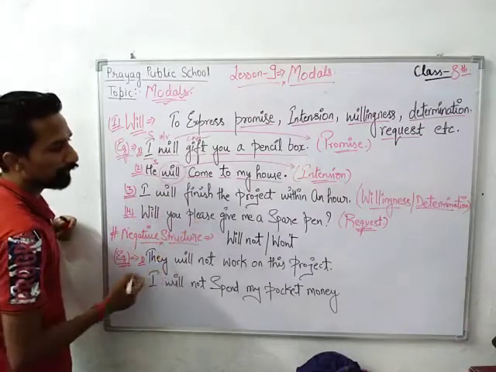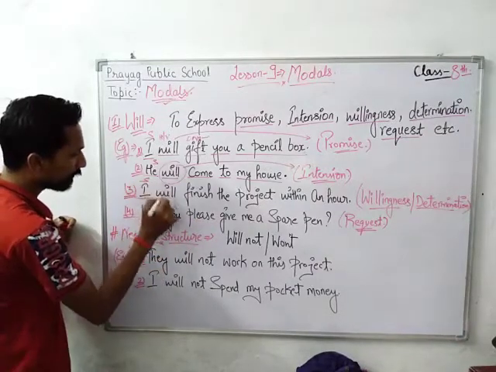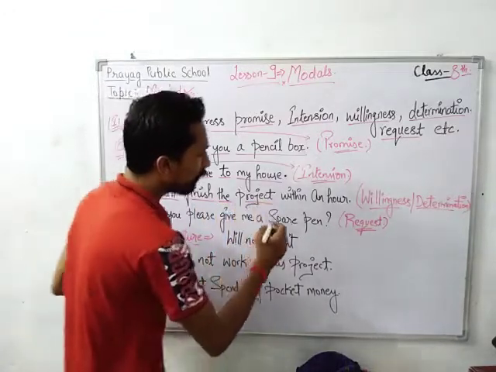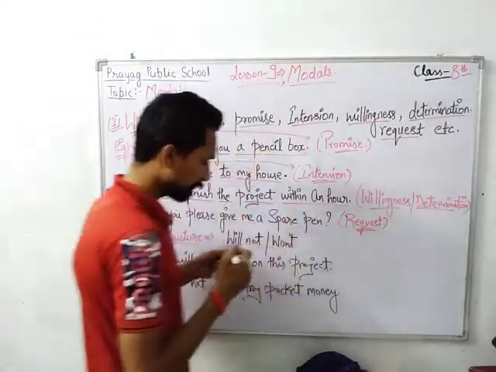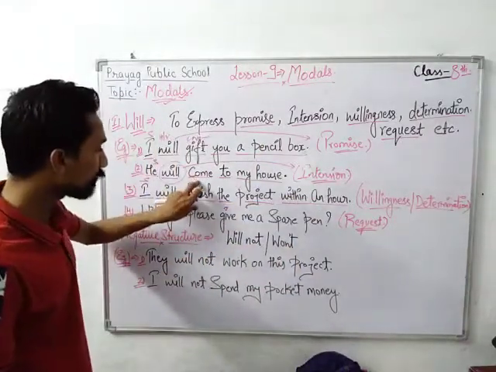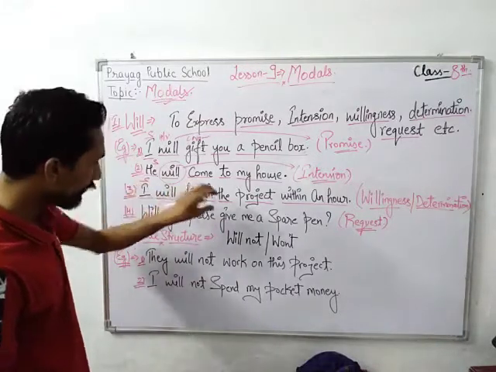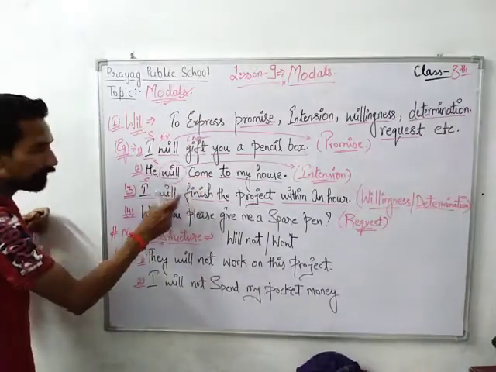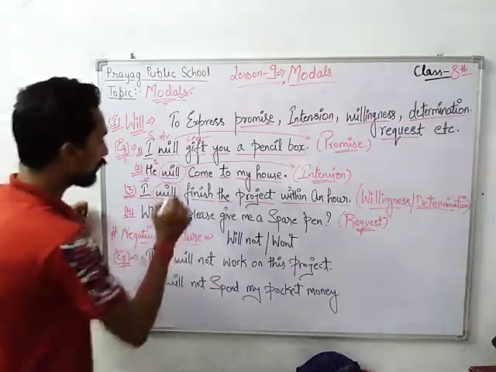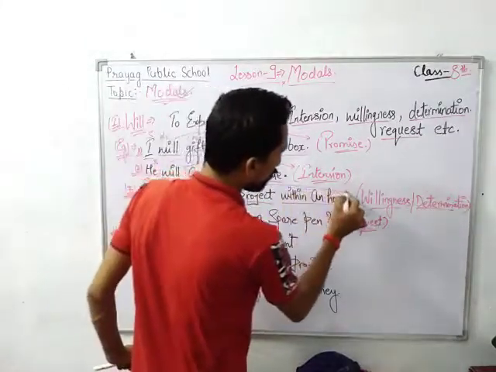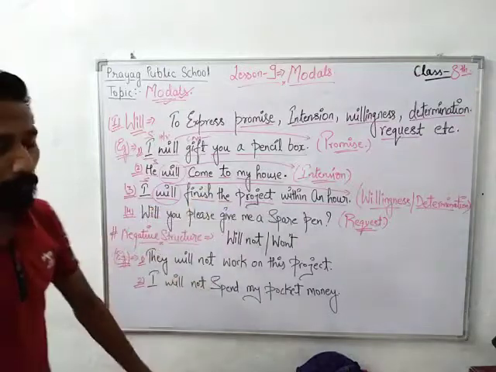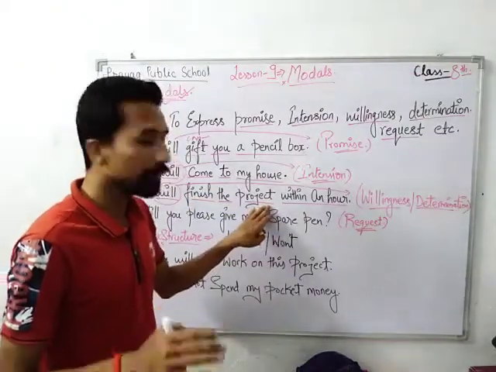I will finish the project within an hour. So "I", again the subject, "will" the helping verb, "finish" the action verb, "the" an article, "project" a common noun, "within an hour" an object, right? In this particular sentence, "will" is not only acting as a tense word, but it is also showing the willingness or determination. कि मैं एक घंटे में ये काम खत्म कर लूँगा, इस प्रोजेक्ट को मैं अगले एक घंटे में खत्म कर लूँगा.